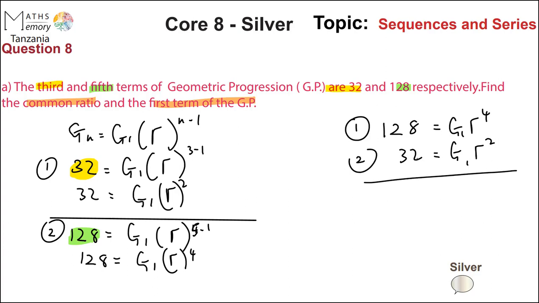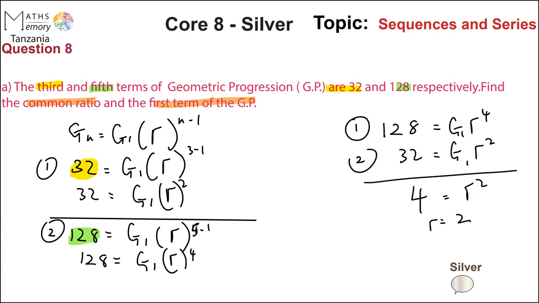So 128 divided by 32 will give us 4. G1 divided by G1 will give us 1. Again, R to the 4 divided by R squared. When you divide indices, you take away the powers. 4 take away 2 is going to be R squared. Therefore, R would simply be the square root of 4, which is 2.